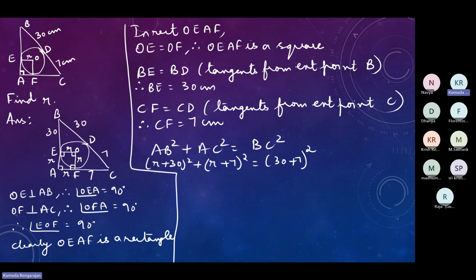Expand using (a plus b) the whole square: a square plus b square plus 2ab. Don't forget 2ab.